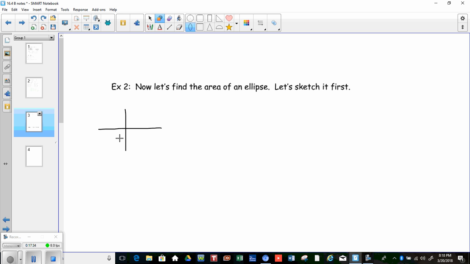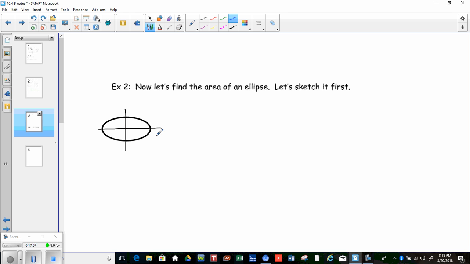So maybe I don't. What if I can just draw an ellipse and then I can move it? Can I do that? I can. Look at that. I'm way too fascinated with this stuff. Okay. So there's my ellipse.